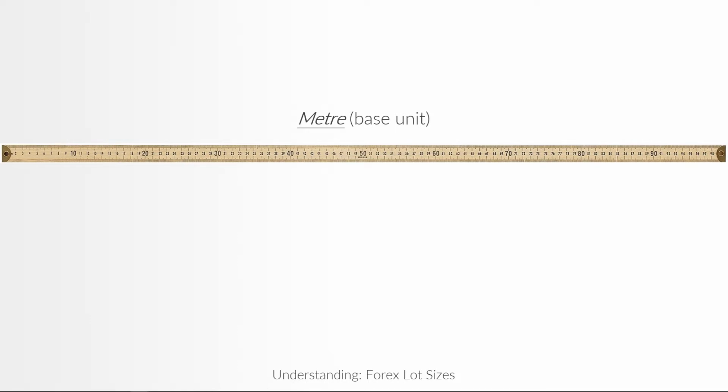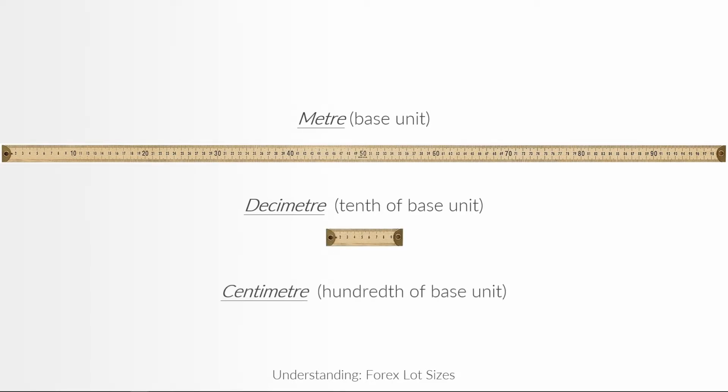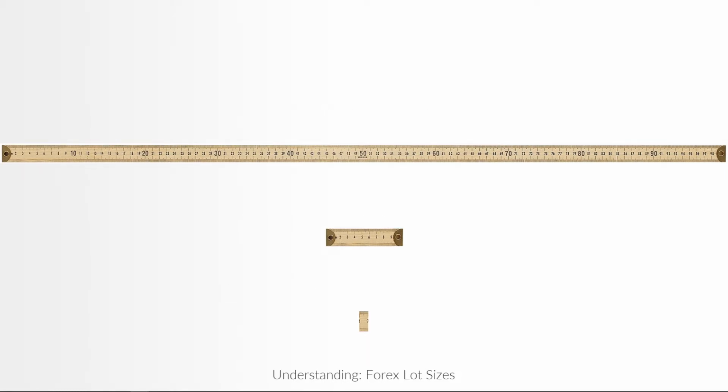And with the metric system, looking at length, of course, we have a base unit. So the meter is the base unit of measurement. Then we have a decimeter. Yes, that is a real word, decimeter, which is a tenth of a base unit. And then we have a centimeter, which is a 1/100th of a base unit. So really, really simple stuff there. Base unit, 1/10 of, 1/100th of. Okay. Now the exact same thing works in Forex in the exact same way.